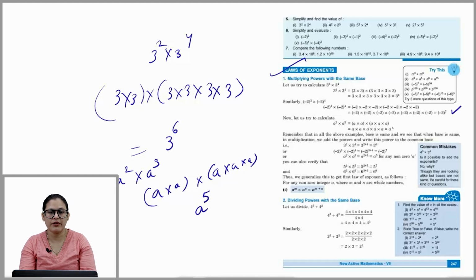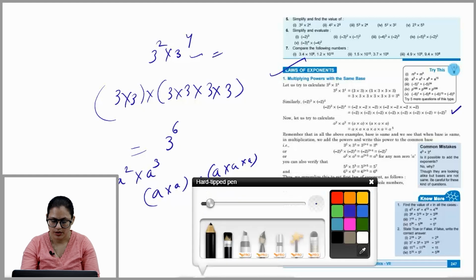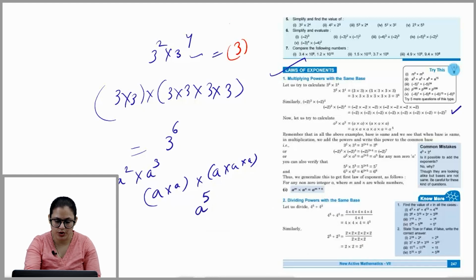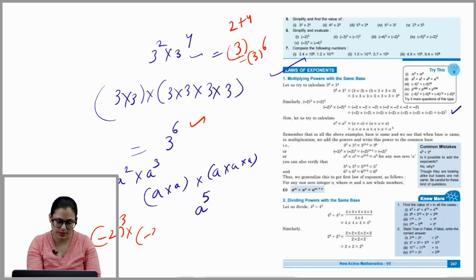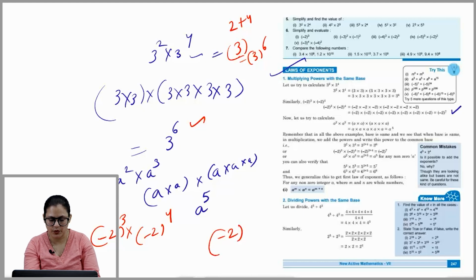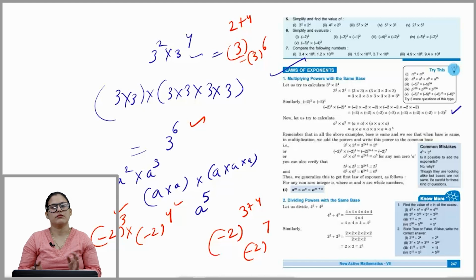Remember that in all the above examples, the base is the same. And we see that when the base is the same, in multiplication, we add the powers and write this power to the common base. This means we can write it as 3 raised to the power 2 plus 4, that is 3 raised to the power 6. Similarly, we can also add minus 2 raised to the power 3 and minus 2 raised to the power 4. But remember, the base should be the same. So, the base will remain the same. We will just add the powers, 3 plus 4. So, minus 2 raised to the power 7.